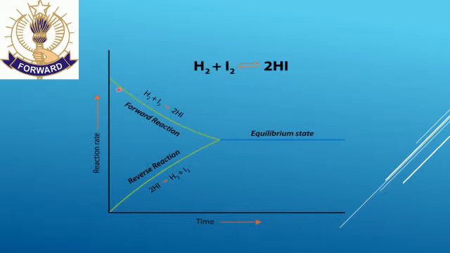Graphically, we can see that if we plot reaction rate versus time, this graph is plotted for a chemical reaction in which hydrogen reacts with iodine to form hydrogen iodide. In the initial state, the rate of forward reaction is maximum, but with the passage of time, it starts decreasing. In the same way, at the beginning, the speed of the reverse reaction is slow, but with the passage of time, it starts increasing. A time is reached when the rate of forward reaction and backward reaction become equal, and we can say that equilibrium has been established.